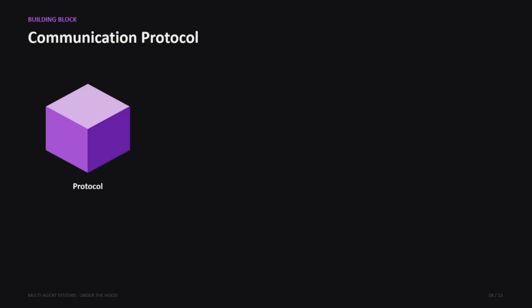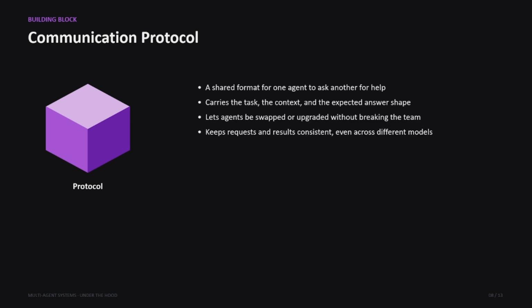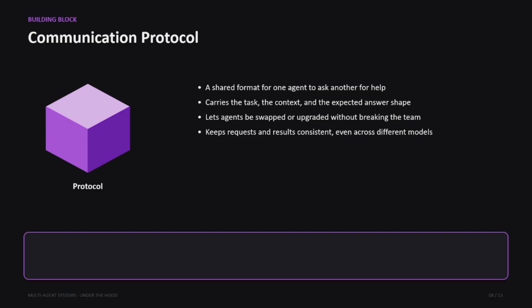The fourth building block is a communication protocol. This means the agents follow a shared format when they ask for help or return results. The message should include the task, the important context, and the expected answer format. This prevents confusion between agents. It also makes it easier to replace or upgrade one agent later without breaking the whole system. A simple example is an order ticket in a restaurant. Everyone knows how to read it.